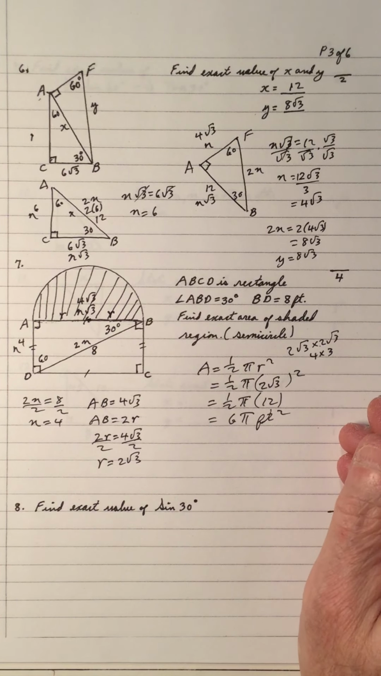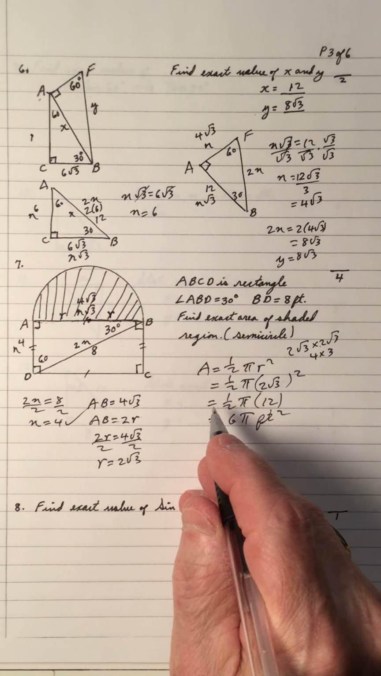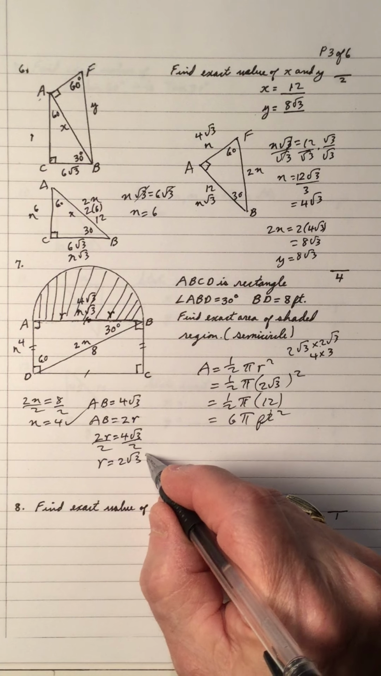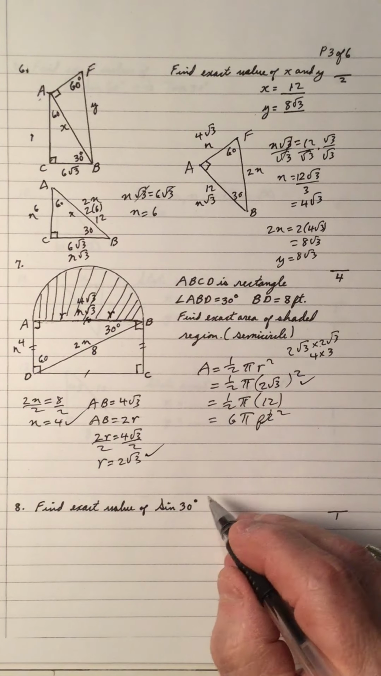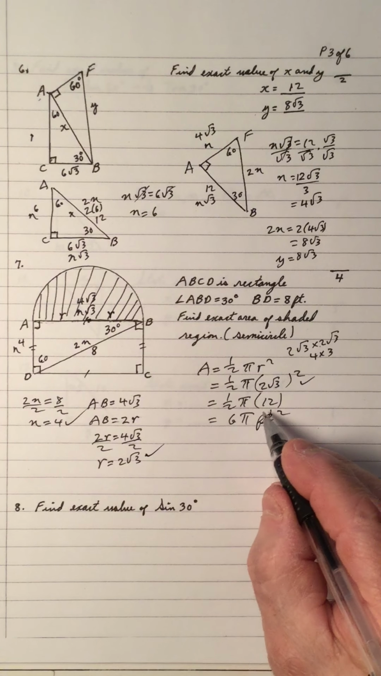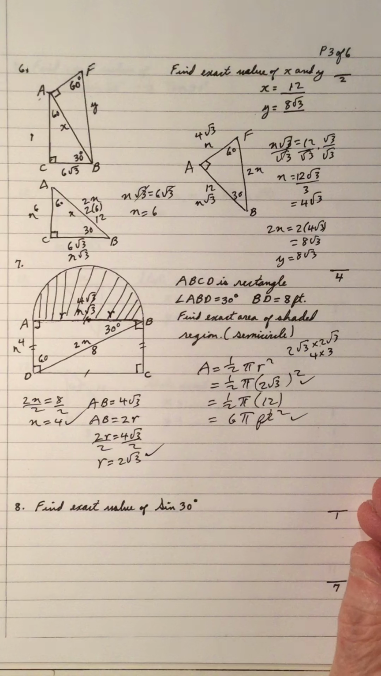So you can give yourself a mark if you have n is 4. You give yourself a mark if you get the radius, and you give yourself a mark if you have this formula written down right here. And if you squared it out and came up with the right answer, you got another mark, so 4 in total.